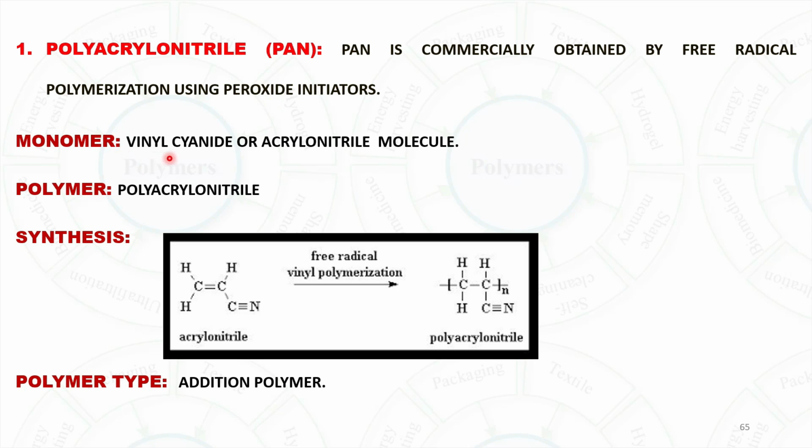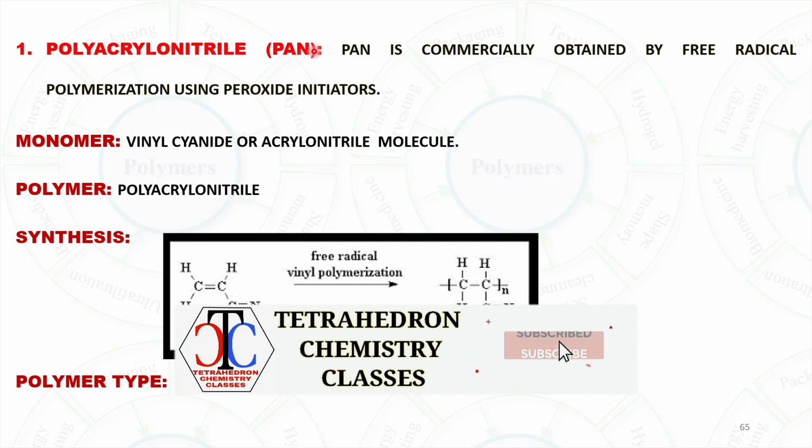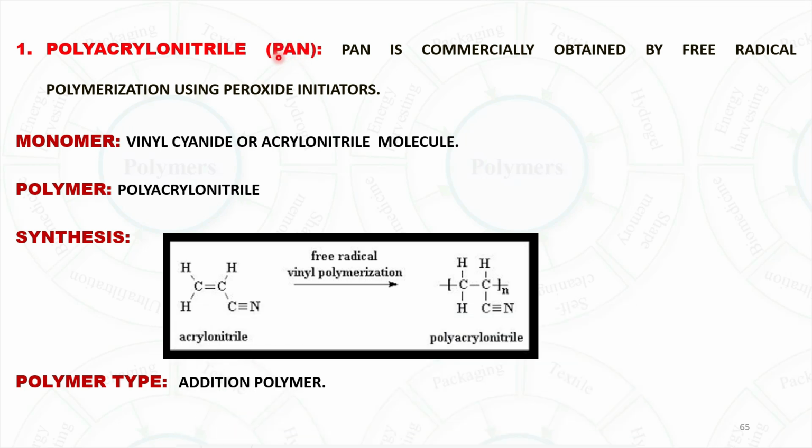So, you know that in the polymer series, there is a series of vinyl polymers. And in this series today, I am going to talk to you about the polyacrylonitrile polymer, which is called PAN. PAN is the abbreviation of polyacrylonitrile.